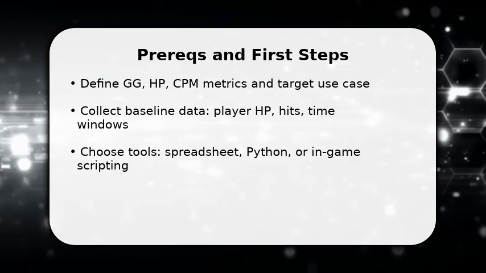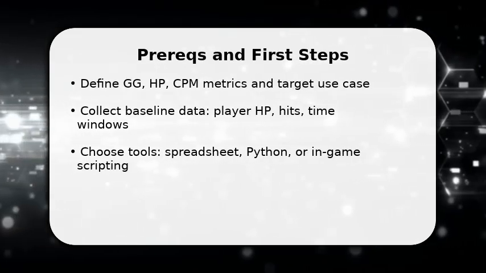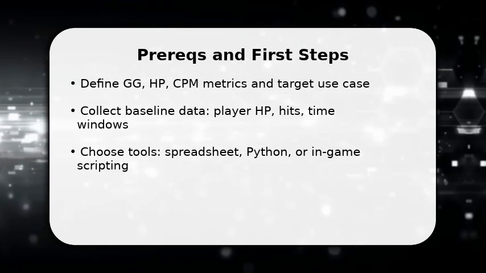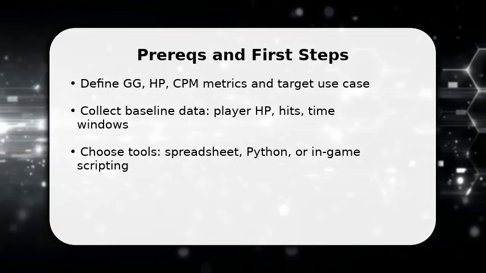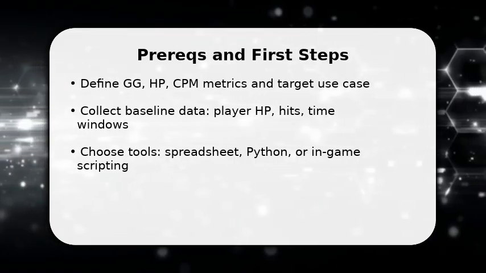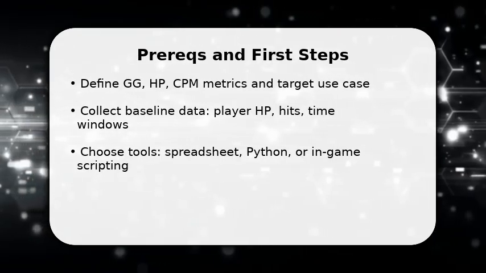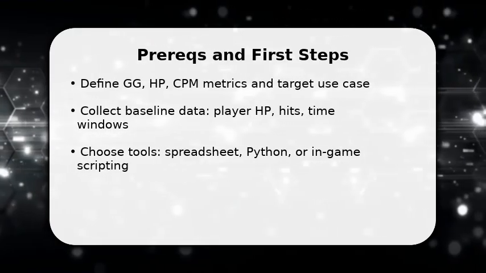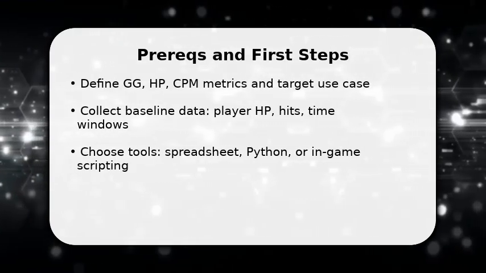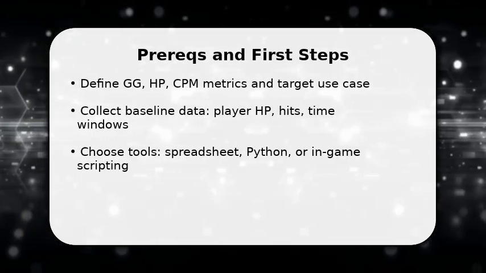You start by defining exactly what GG HP CPM measures and why it matters to gameplay balance. Once done, gather baseline data, player HP pools, hit counts, and the time windows you'll use for CPM. Next, pick your tools: a spreadsheet for quick proofs, Python for automation, or the game's scripting API for real-time adjustment. Make sure to label fields consistently so you can merge logs later. That makes calculation reliable and repeatable.